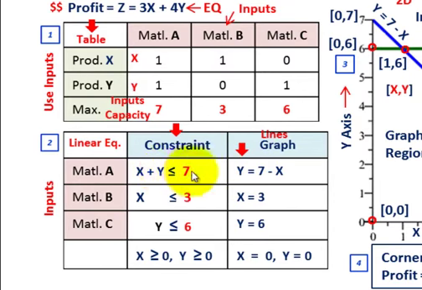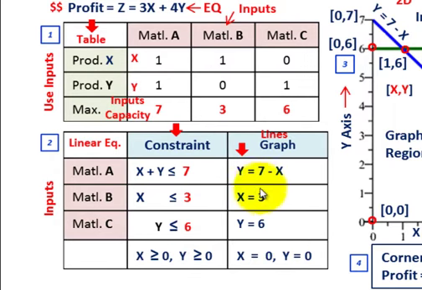So for Y, just move your X over to the other side of the equation, so it's 7 minus x, that equals your y value. And then for x here, that is just equal to 3. There's no y value in it. So that's equal to 3 here. And that was for material B. First one was for material A. And then for material C, y equals 6. And again, x equals 0 and y equals 0 as well.